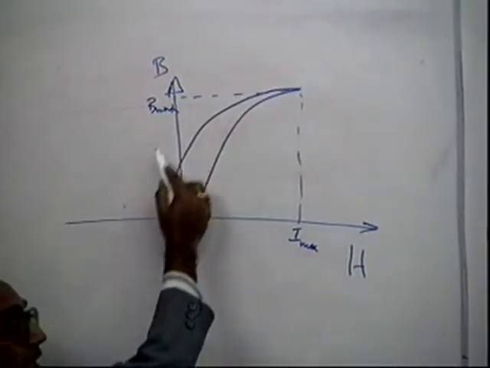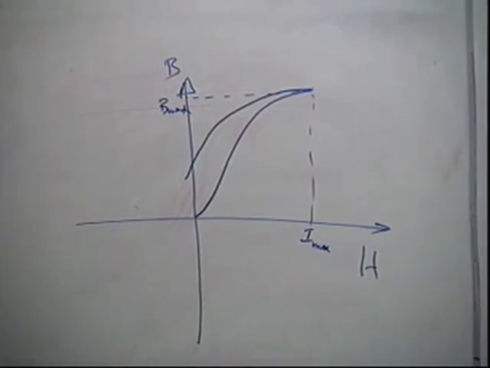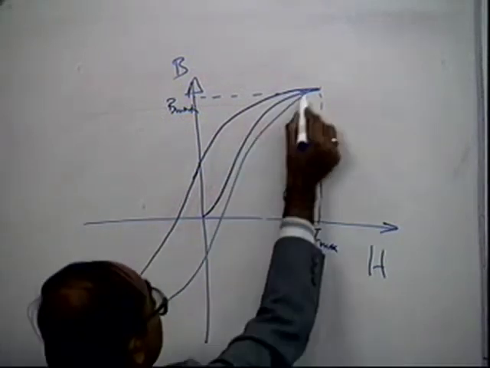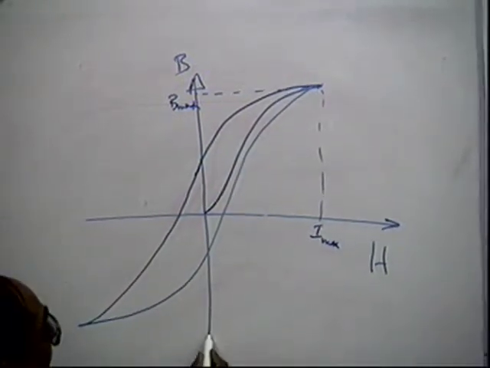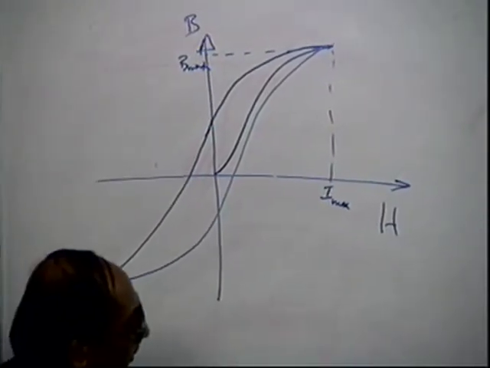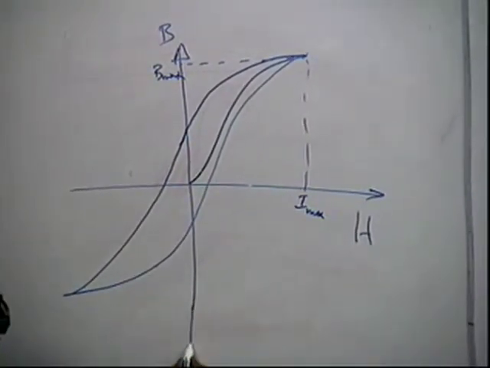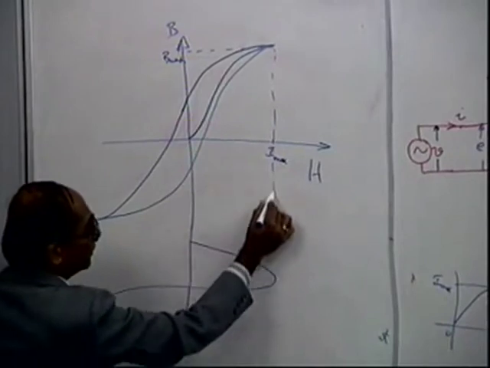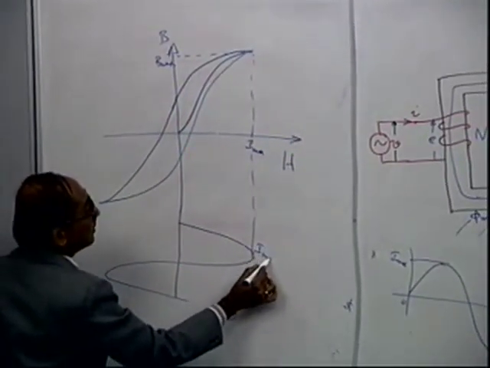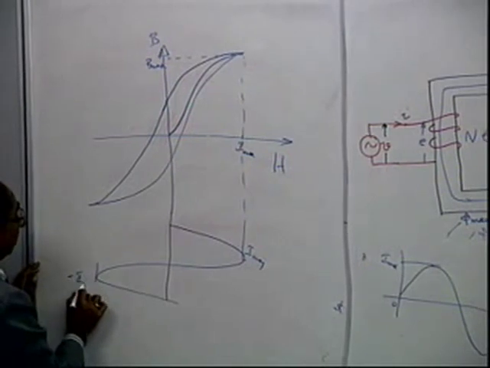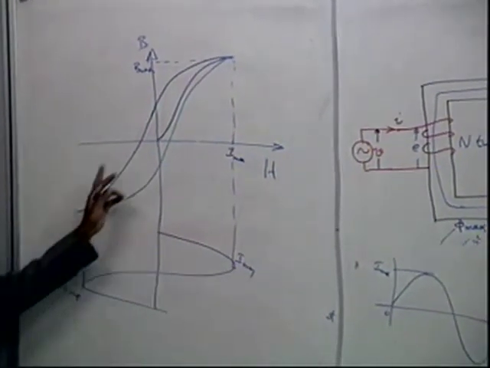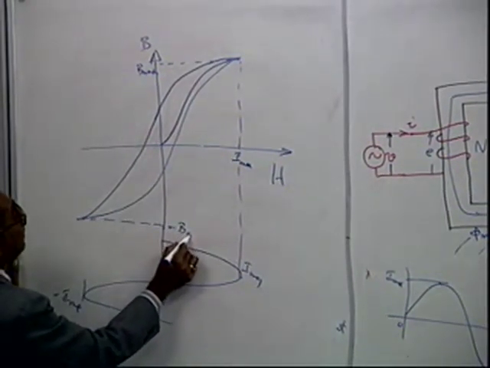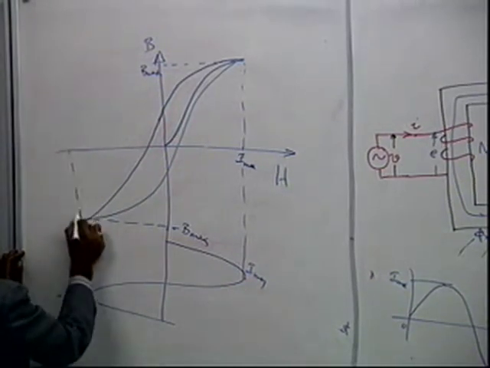It is not giving back the same energy to the source. And then if you go back like this, it retraces this path. So when you have a current changing from plus I max to minus I max, it will retrace this path going from plus B max to minus B max.